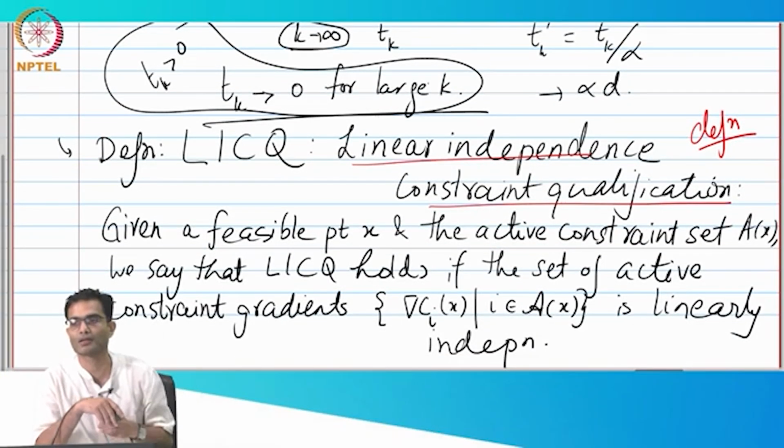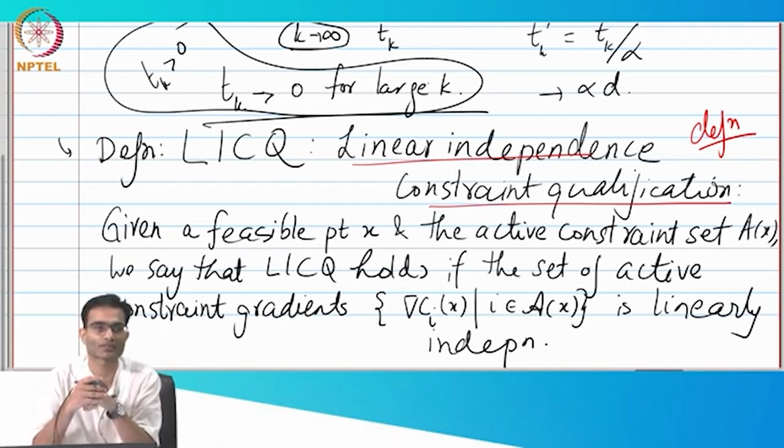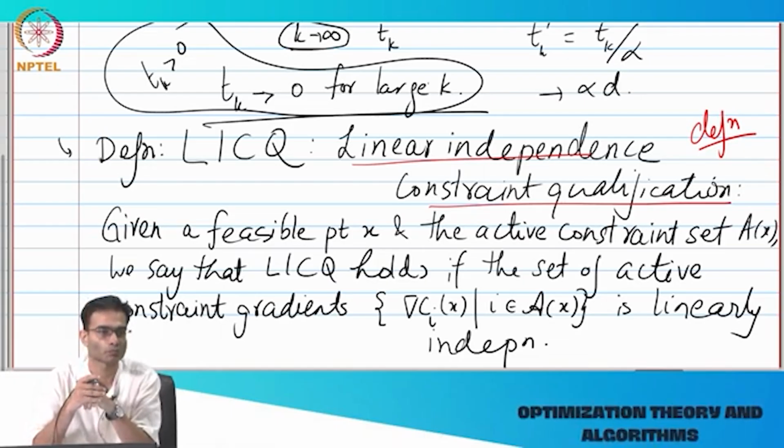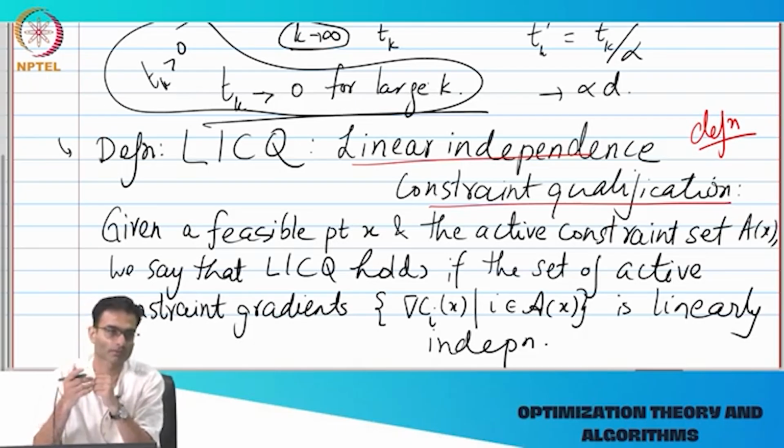Yeah. I mean, if there are more constraints than the dimension, then you can immediately tell.